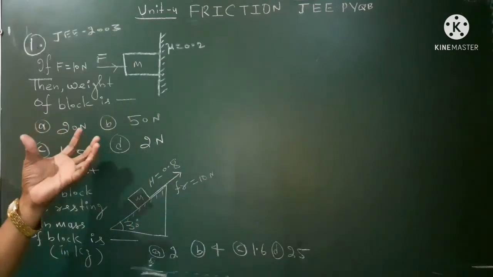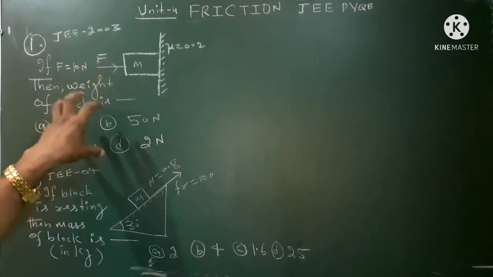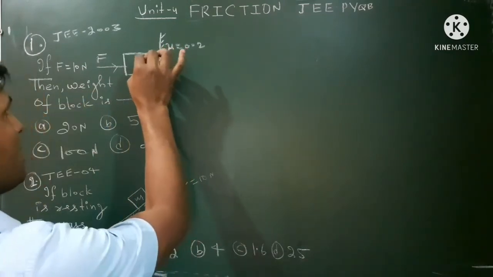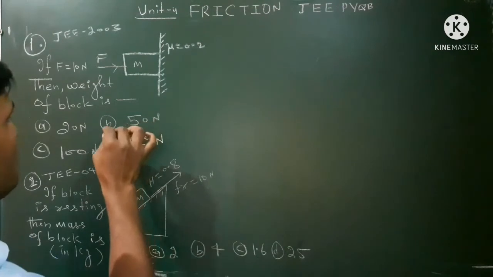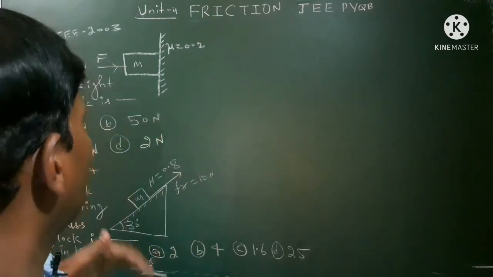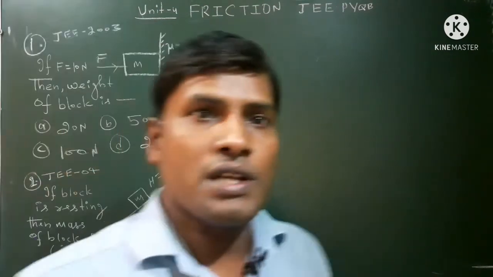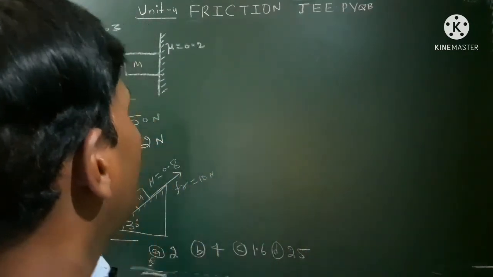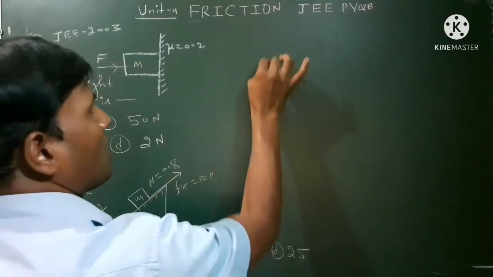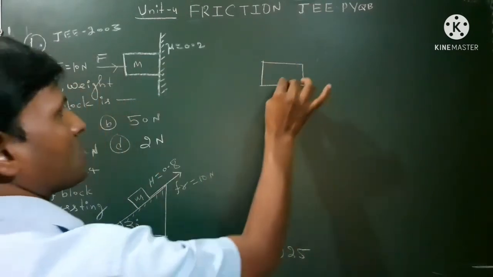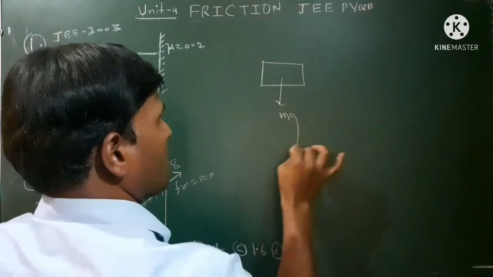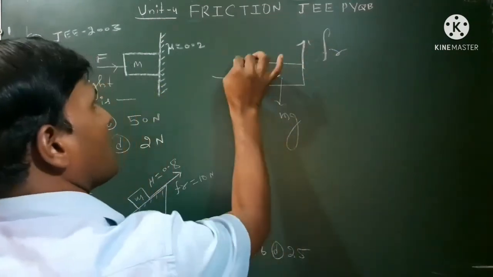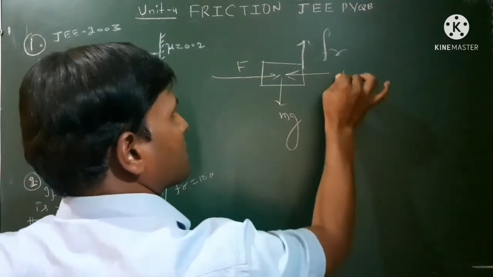This is a very basic question, but how can you solve it in a very quick way? The block is at rest. We need to see what is given and apply the basic concept to get the answer. So see, this block is at rest, so its weight is mg, there is a force of friction Fr acting upward, and there is a normal reaction by the wall.